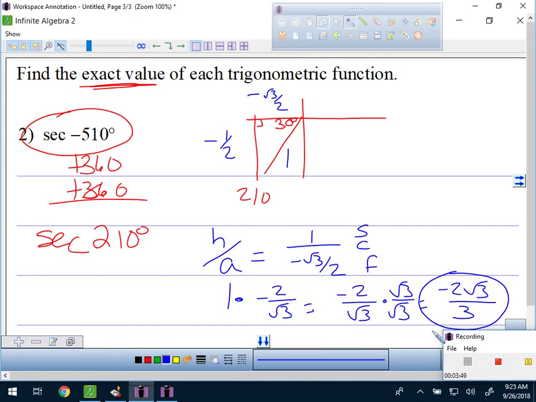So I think you'll be okay with that. So that's secant of negative 510. I do think you have 2 of these problems on the test. I'll double check. Let's see what the next one is, and we'll just confirm that. I think one of them you have to convert first, but we'll double check first. All right, so that's number 2.